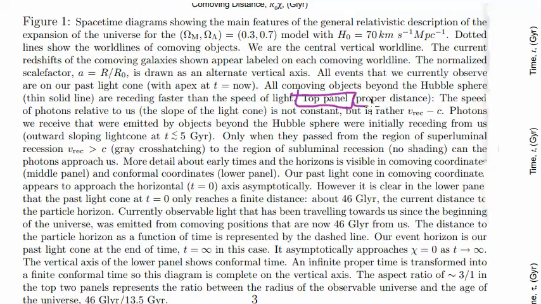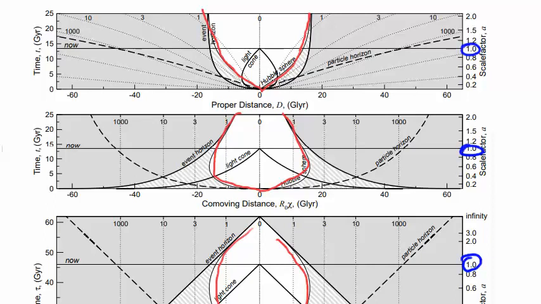Okay, the next sentence says, top panel, proper distance, the speed of photons relative to us, the slope of the light cone is not constant, but rather is V receding minus C. I'll read the next sentence in a second, but we're comparing the velocity of the light, which is basically the inverse slope of this light cone, and the recession velocity of the Hubble sphere. I think that might be what they're doing. Let's check.